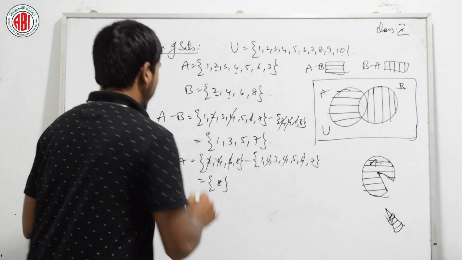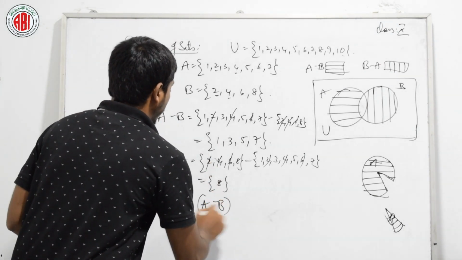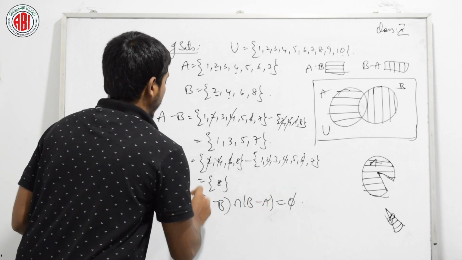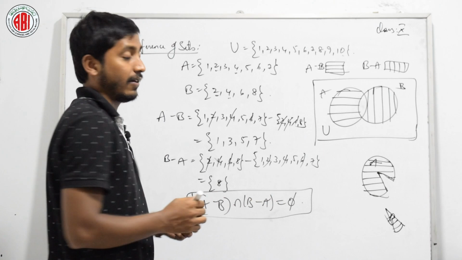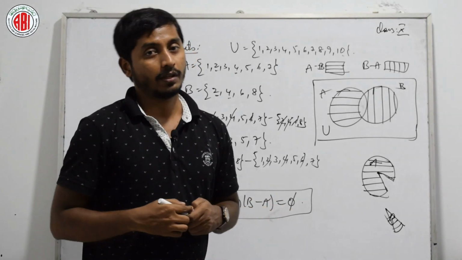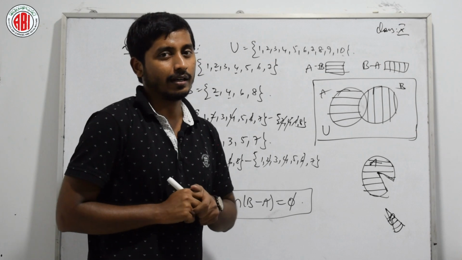You can even remember here, A minus B and B minus A will never have a common element, that is, their intersection is always a null set, which is fine. Okay, did you understand till here?